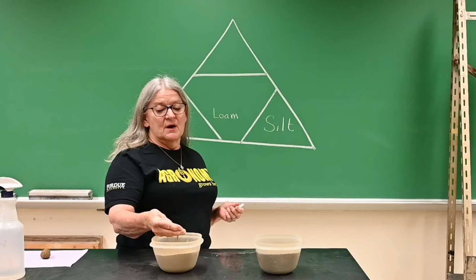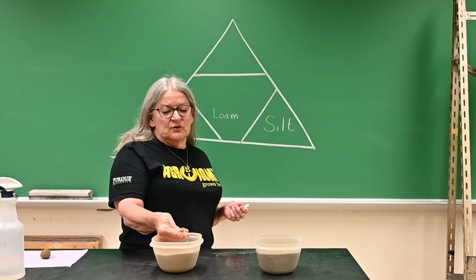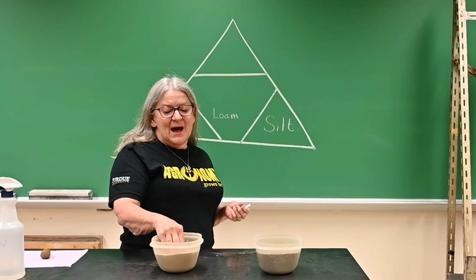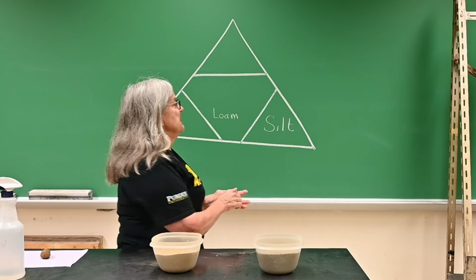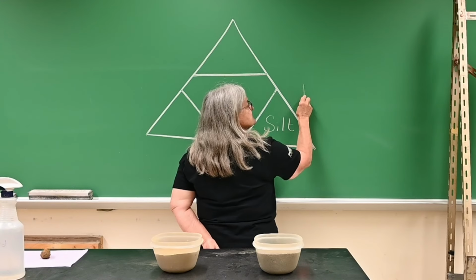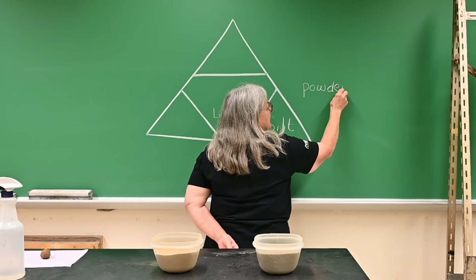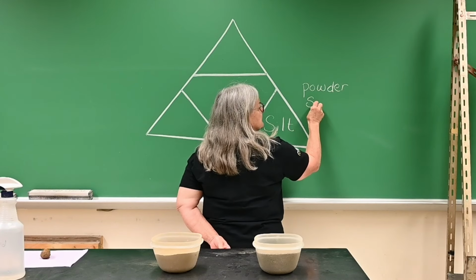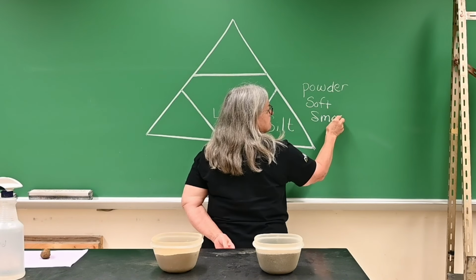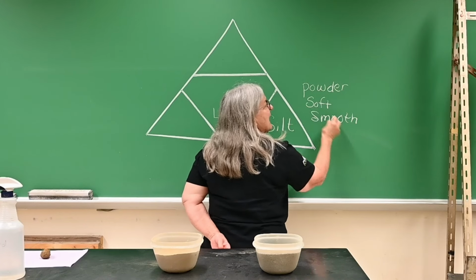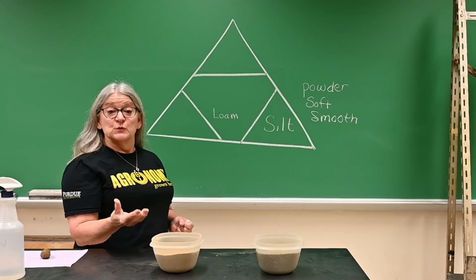We have it dry so that you can really feel the properties. When we rub it between our fingers and thumb, how does it feel? Some answers you might be giving me are: it feels like powder, it feels soft, it feels smooth. Those are all good examples and modifiers for silt.